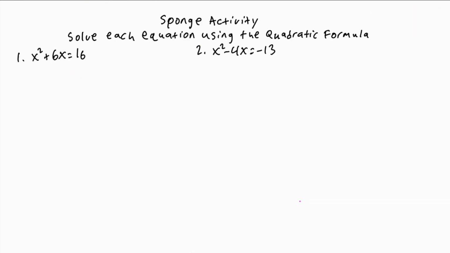Alright, now time for the sponge activity. I want you to solve each equation using the quadratic formula. So number 1 is x squared plus 6x equals 16, and number 2 is x squared minus 4x equals negative 13.